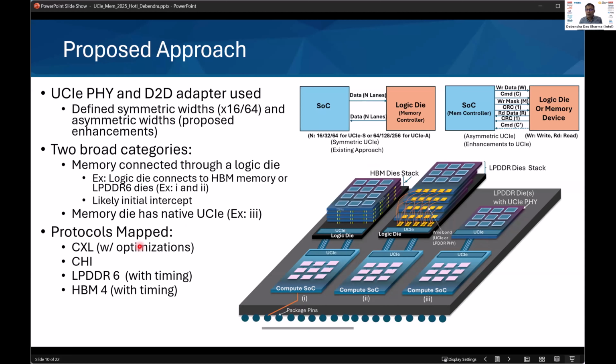The protocols that we are mapping are CXL, of course, CXL.mem, and we are also proposing a flavor of CXL.mem with some optimizations that we will talk about. Then Chai, which is the internal IP protocol from ARM. We have not made any changes to that. We are mapping it as is, and for the sake of completeness, with optimizations, this can also look pretty good. And then we are mapping LPDDR6 and HBM4 protocols along with the timing as is on the UCIe PHY.